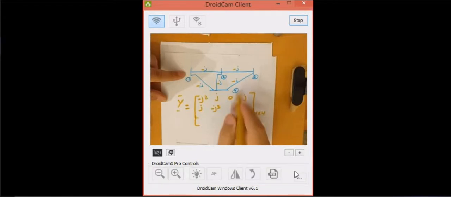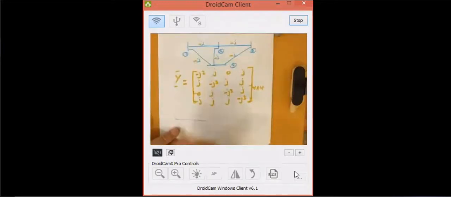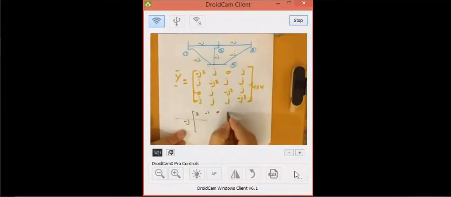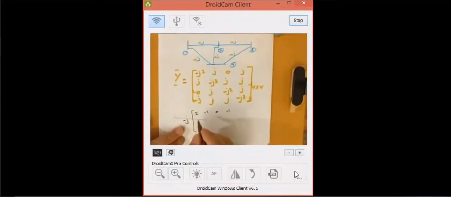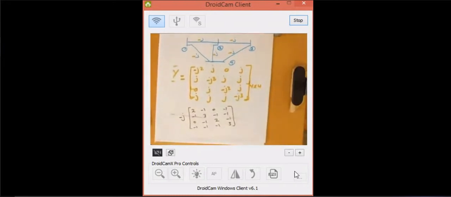So sure, we can take it as, if you want, you can take minus j common, effectively. So it's minus j, so here we have 2, minus 1, 0, minus 1. And here minus 1, 0, minus 1, so this is a 3, minus 1, minus 1. And here 2, minus 1, 3. I wanted to take minus j common.